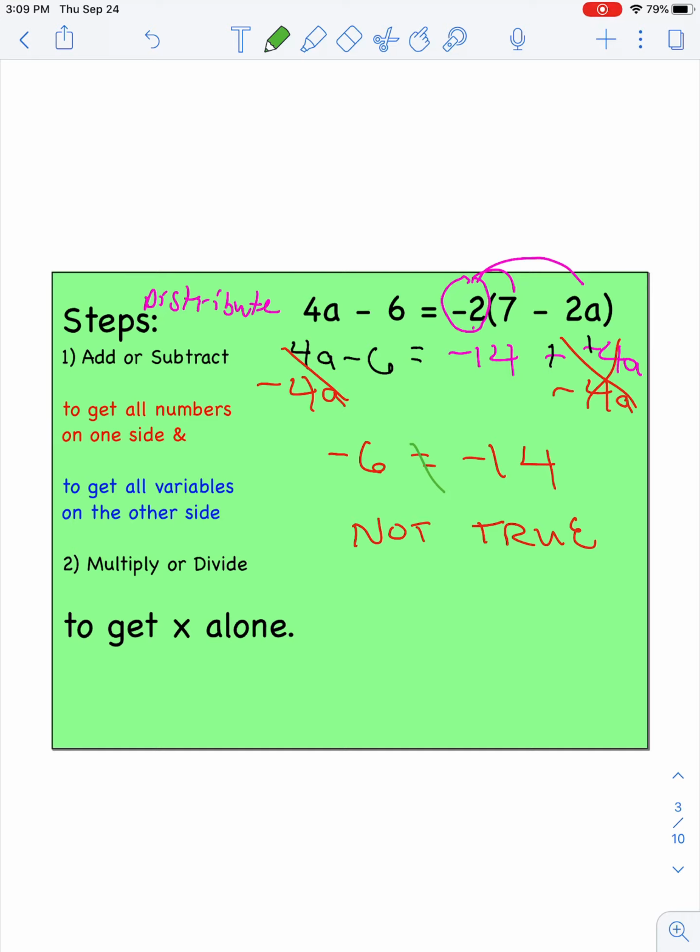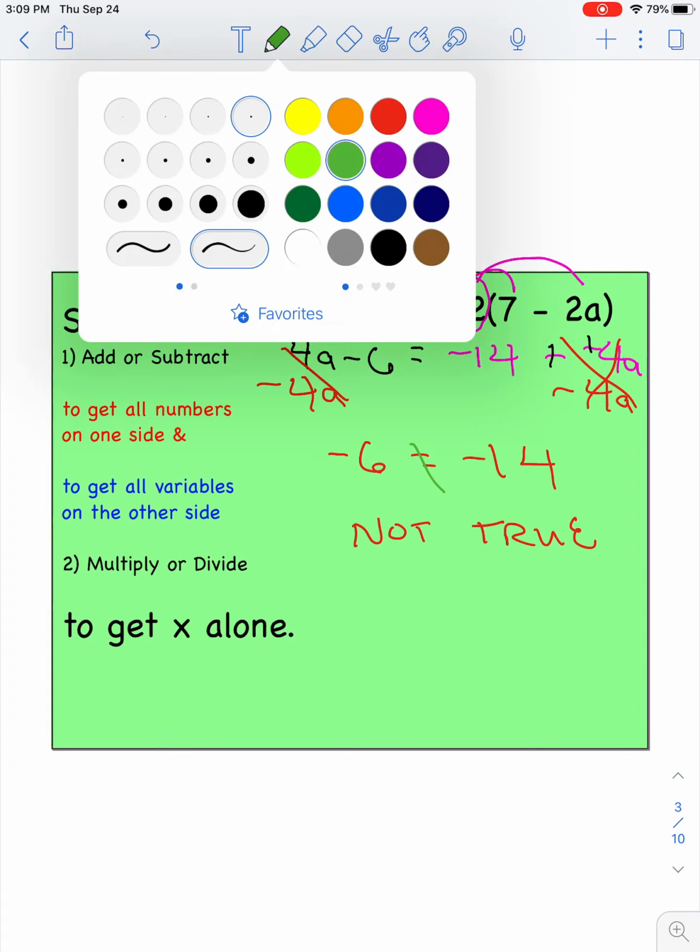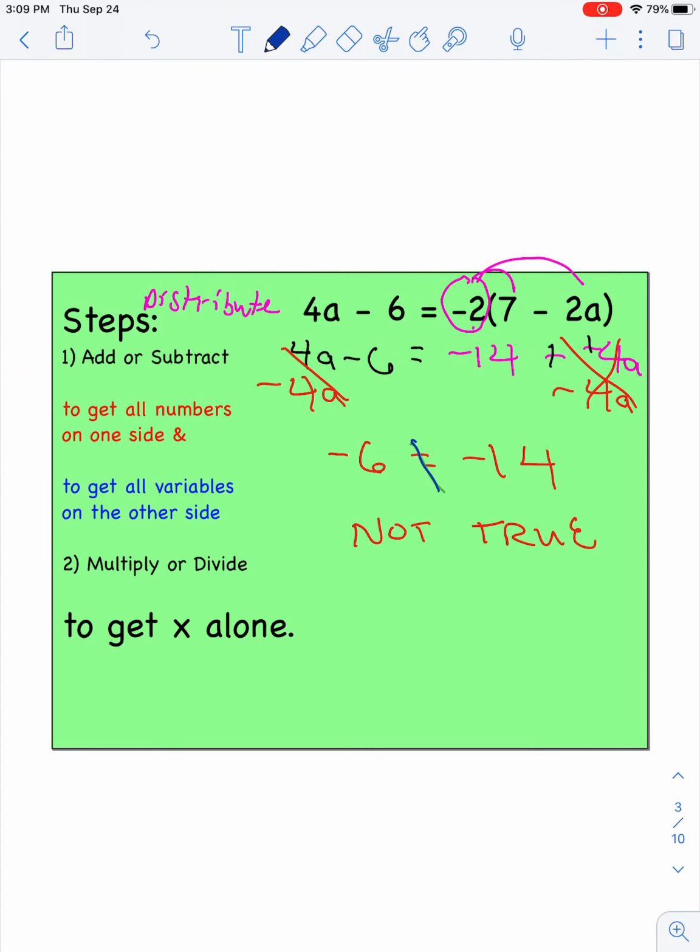So in this case, it's not all real numbers, it's no numbers fit this description. No numbers work. So in this case, since it's not true, we're going to say that there is no solution. So that happens. And it doesn't happen very often, but it can happen.